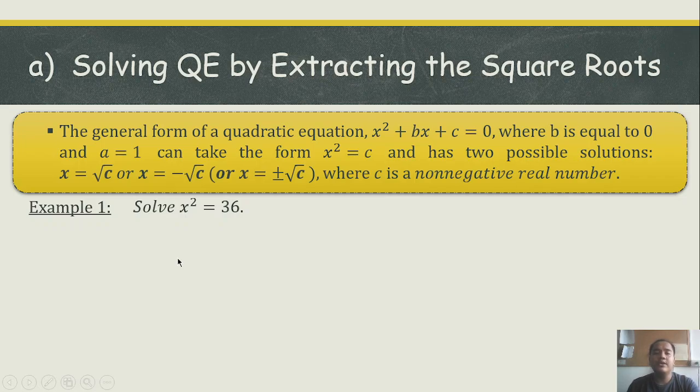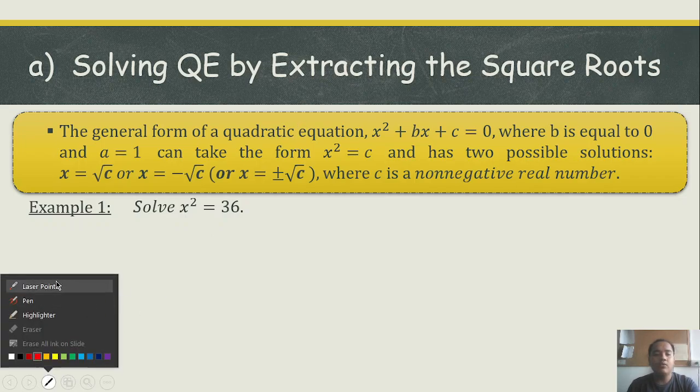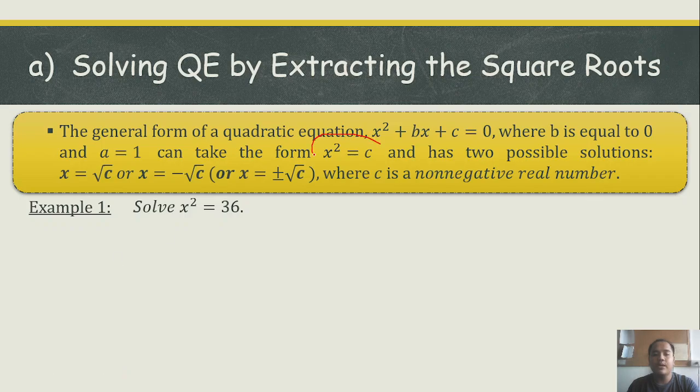Because class, extracting the square root is only applicable if our quadratic equation is in the form x squared is equal to c. If it is already in the form x squared is equal to c, we can use extracting the square root. That is the only case where it is applicable. But if our quadratic equation is in standard form or general form, extracting the square root is not applicable. Again, class, I will repeat this: extracting the square roots is only applicable for solving a quadratic equation if it is in the form x squared is equal to 36.